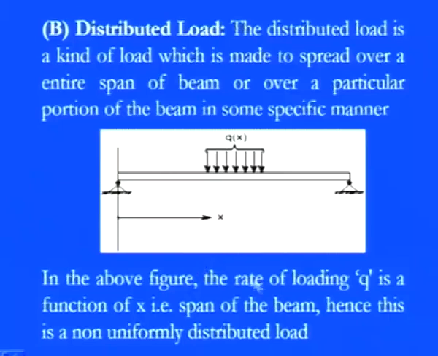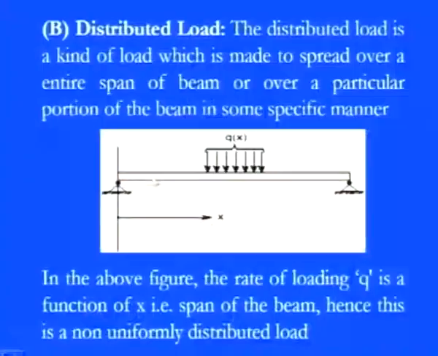So in the above figure, the rate of loading q is a function of x. As usual, the distributed load is always a function of x, that is, the span of a beam. Hence it is a non-uniformly distributed load, because the impact of this load here is more, and here it is less, here it is less. So we can say that this is a non-uniformly distributed load.